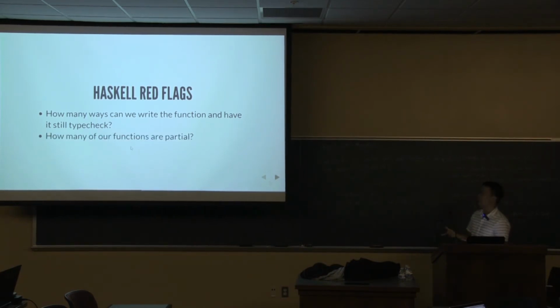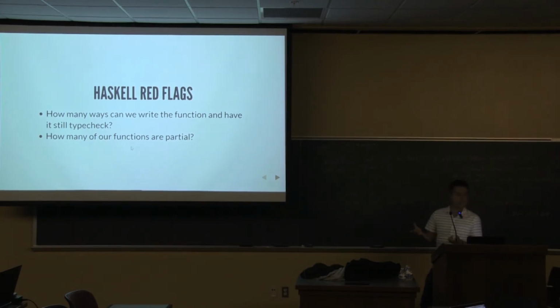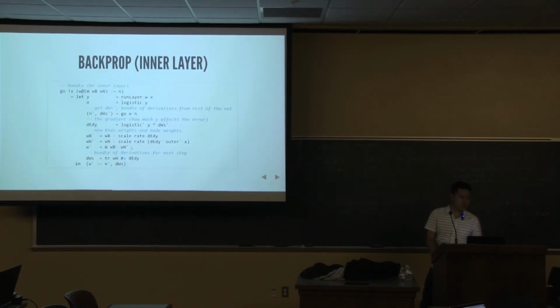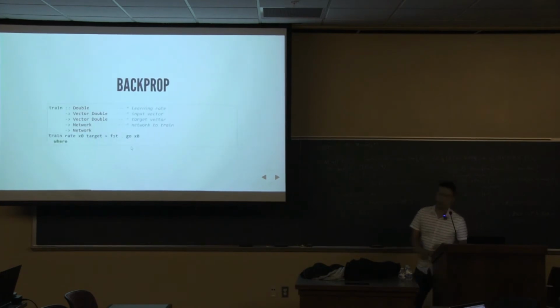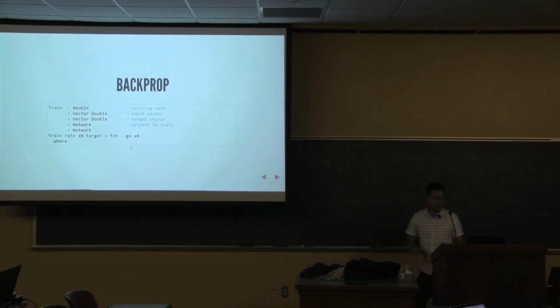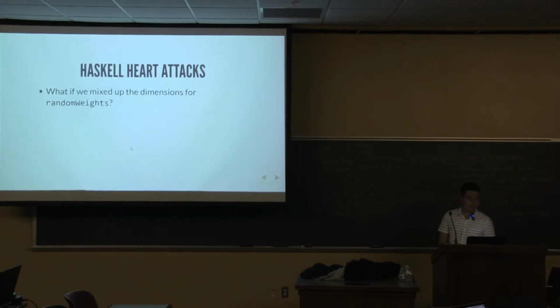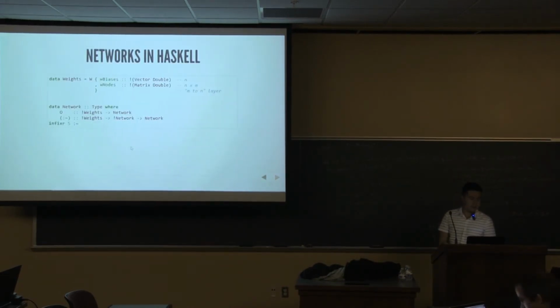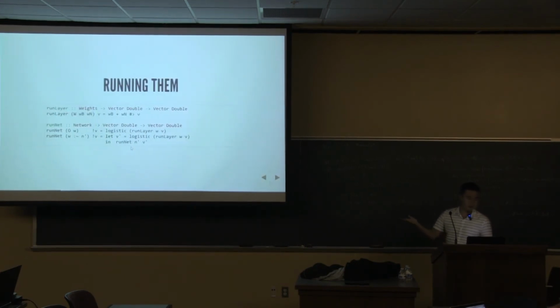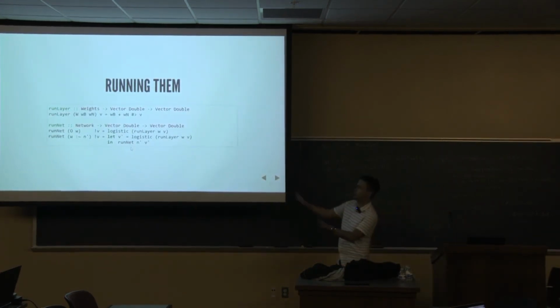How many functions are partial? That's another red flag, right? Almost all the functions we wrote are partial. Partial, in this case, means they don't take all inputs, right? So even train is undefined when you put in the wrong input vector or wrong network. They don't match up. Even run layer, up here, is partial. Run net is partial.